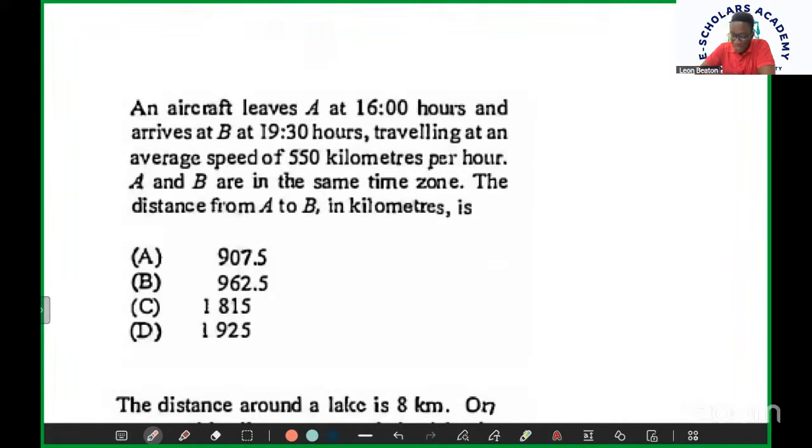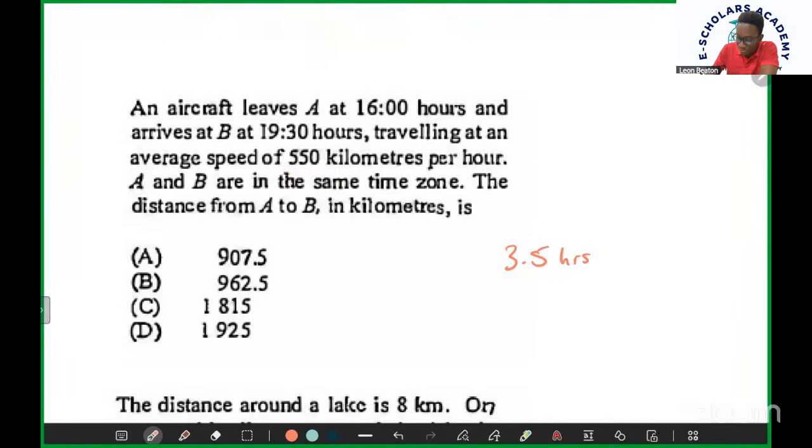The man left at 1600 hours and arrived at 1930 hours. Let's see how long that journey was. So 16 and 1, 17 and 1, 18, and then 19, so there's 3.5 hours. Let's make sure that is correct: 16 and 1, 17 and 1, 18 and 1, 19. So 3.5 hours. And then the man is traveling at 550 km per hour.